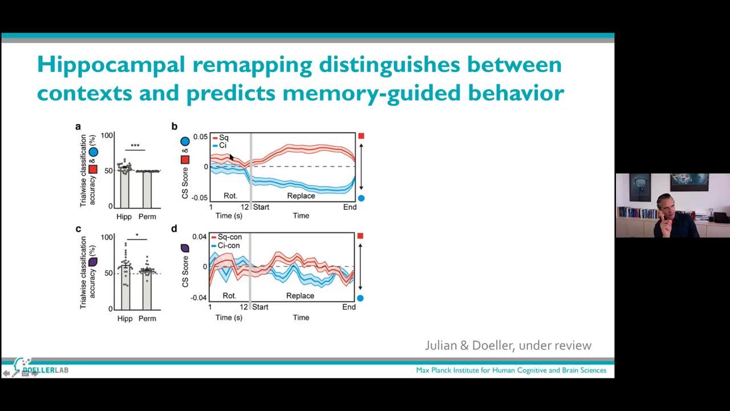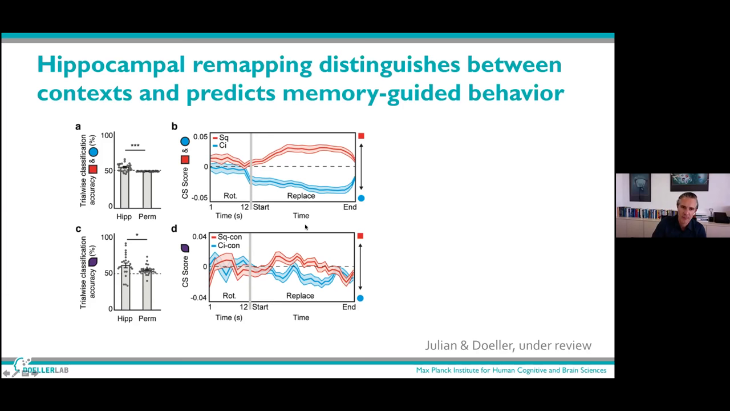Initially we rotate participants in the environment and then they replace, then they navigate to the location where they picked up the object. You see that these representations diverge between the square and the circle environment, so you see a significant reactivation, if you like, of the original representation. We also see in the squircle, the ambiguous environment, informed by behavior because this is one environment only but you have circle-like and square-like trials, the divergence of the representation during the trial.